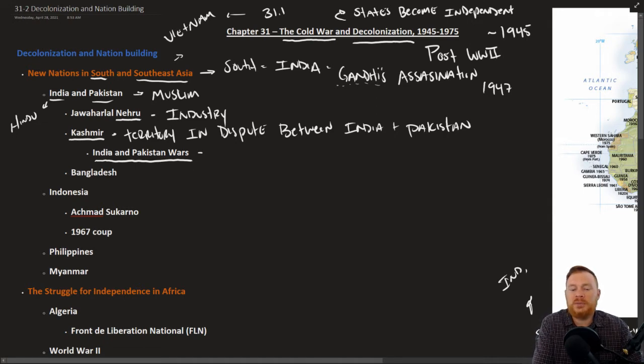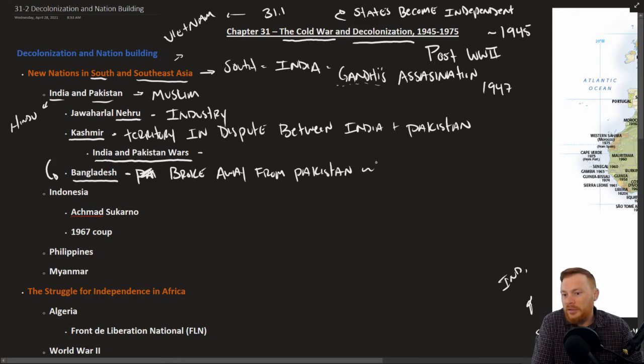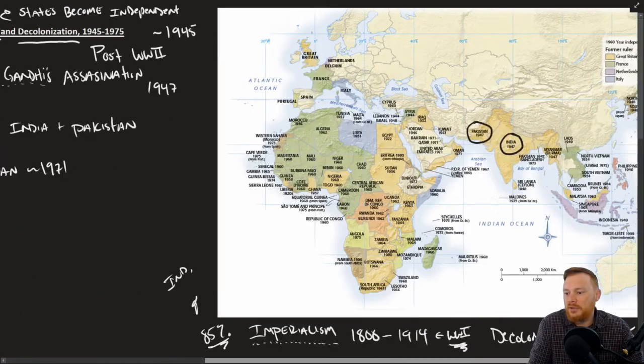Another important development that occurred in South Asia was the breaking away of Bangladesh. Bangladesh had previously been Pakistan. So we might say Bangladesh broke away from Pakistan. And I believe that occurred in 1971. And, once you see a map, you can understand why.